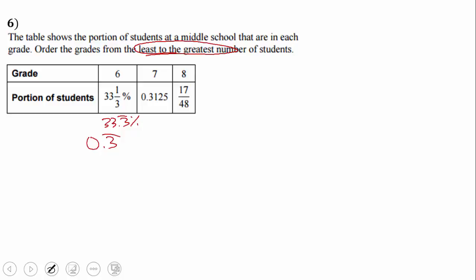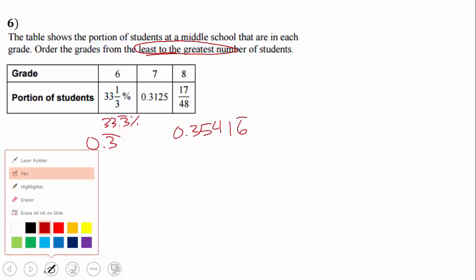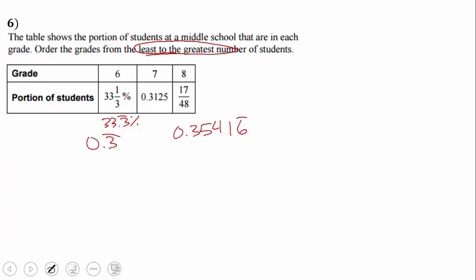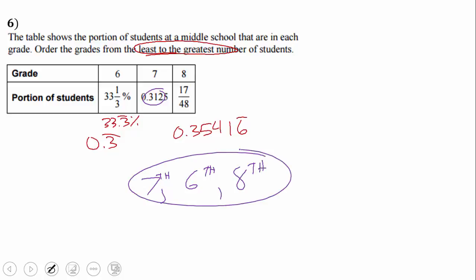8th grade, I'm going to use my calculator. I see that 48 is not compatible with 100, so I'm just going to grab my calculator, divide 17 by 48, and that gives me 0.35416 repeating. And so now I have decimals that I can compare. And the first thing I'm going to notice is that the smallest number is 0.3125. So my 7th grade is first. They're the smallest class. And then 0.3 repeating would be smaller than 8th grade. So 6th grade, and then 8th grade being the largest at 0.35.